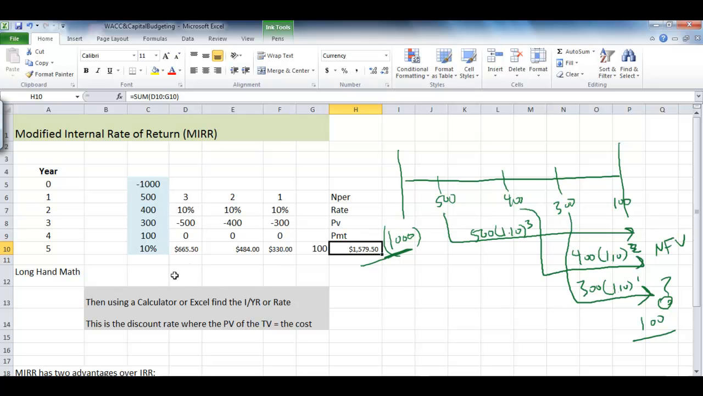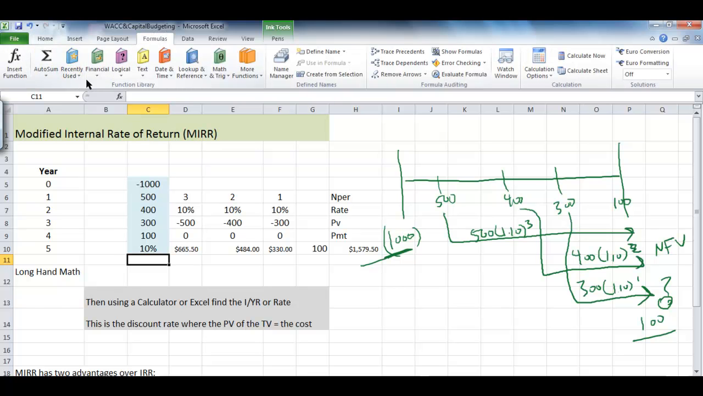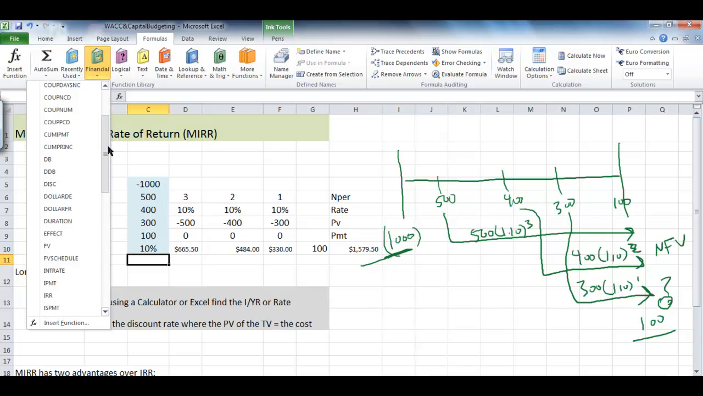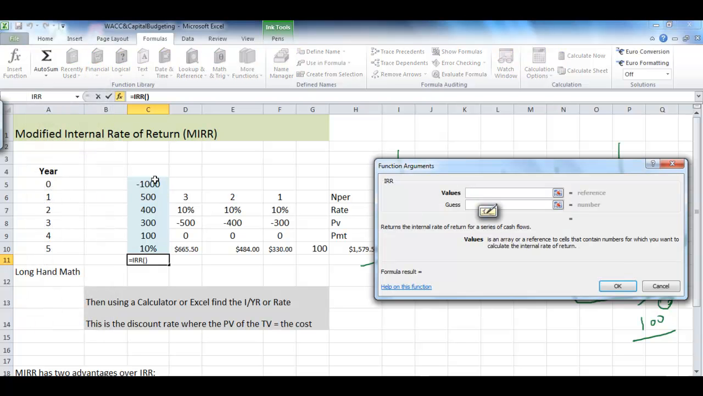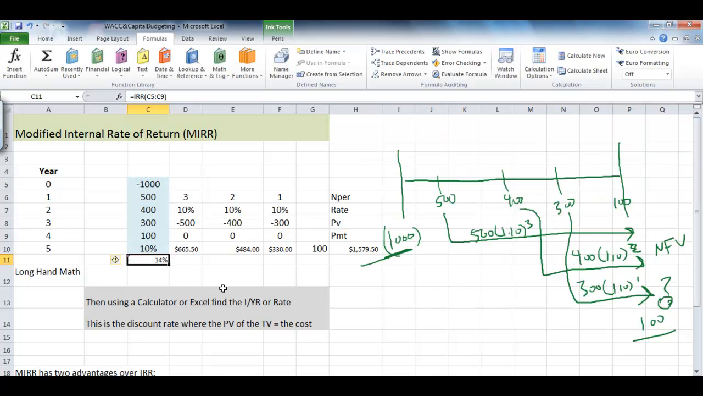So just for the fun of it, let me go ahead and do IRR, and I'll put my MIRR right here. If I were to do the IRR, I go to formulas, and I go to finance, and I can just go to IRR, and here's my values and my guess. Click, and I can see that it's about 14.48.